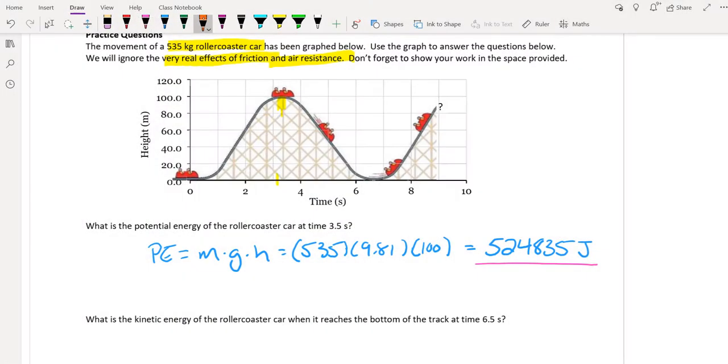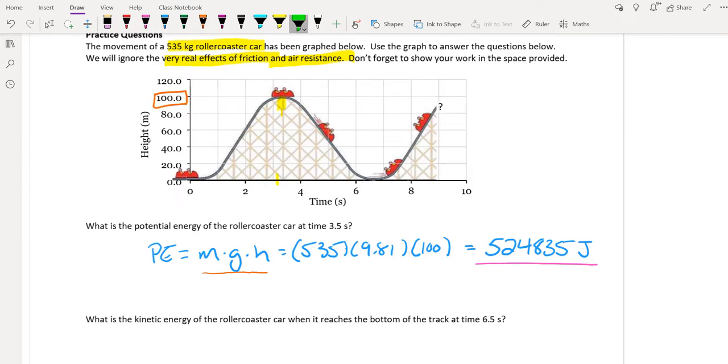So hopefully you remember that potential energy is equal to mass times gravity times height. If not, it's given to you on your formula sheet, nothing that you have to memorize. Right? And off the graph that we read off that the height is at 100 meters and the mass is at 535 kilograms stated in the question, and you ended up with this potential energy. Now, for the purpose of Science 10, we're not going to round this to the 3 significant figures. We can just leave your answer as is.